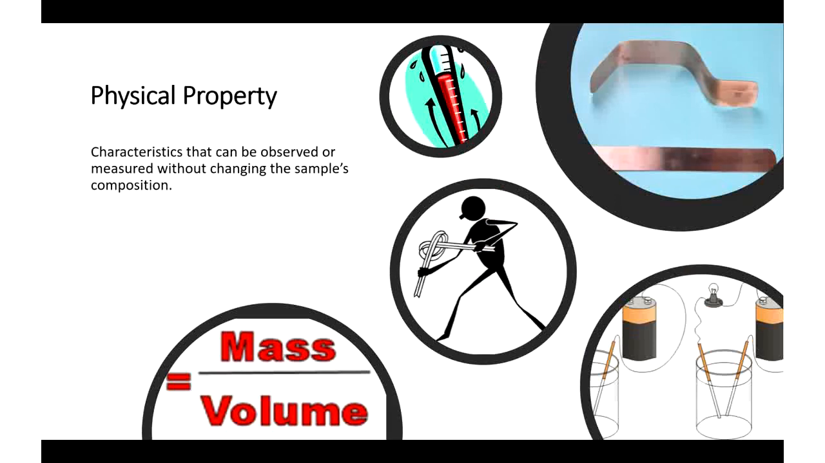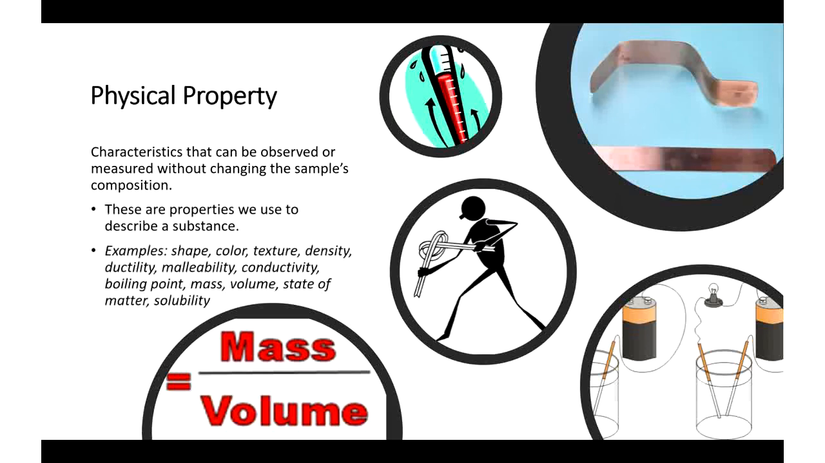When we talk about physical properties, these are characteristics that can be observed or measured without changing the sample's composition. These are properties we use to describe a substance. For example, we can talk about shape, we can talk about color, we can talk about its texture, and then we can talk about its mass, its volume, its state of matter. This is currently solid, liquid, gas.